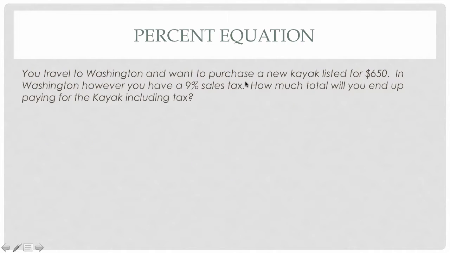All right, you travel to Washington and you want to purchase a new kayak and it's listed for $650. In Washington, however, you have to pay a 9% sales tax. How much total will you end up paying for the kayak, including tax? All right, so this is an increase one. So original amount is $650.